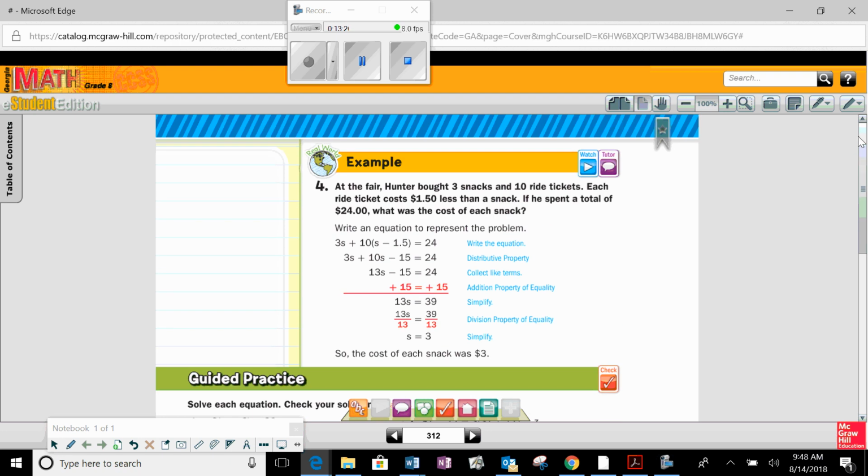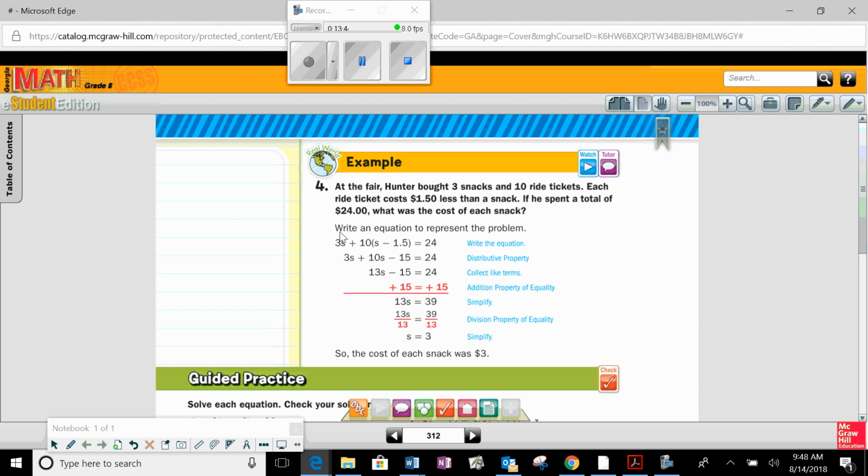And finally, we have another word problem. At the fair, Hunter bought 3 snacks and 10 ride tickets. Each ride cost $1.50 less than the snacks. If he spent a total of $24, what is the cost of each snack? So we have the equation where we know that the snacks cost $3.